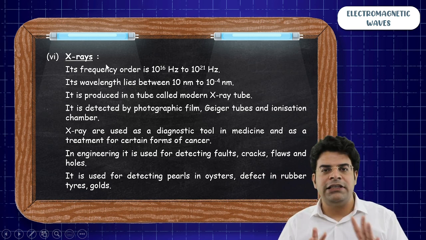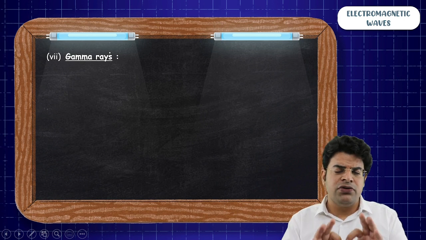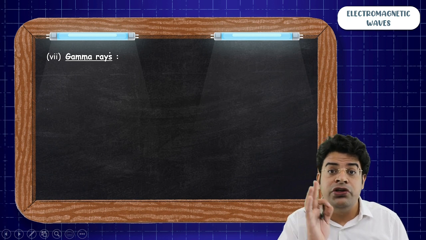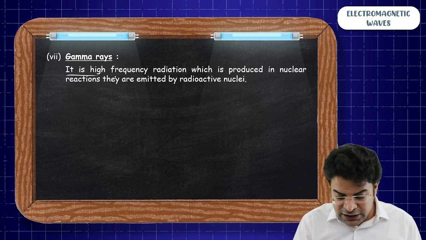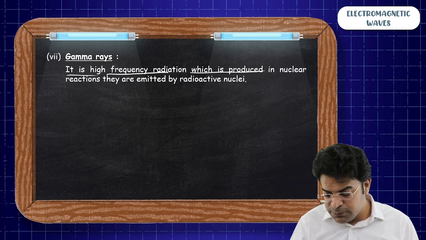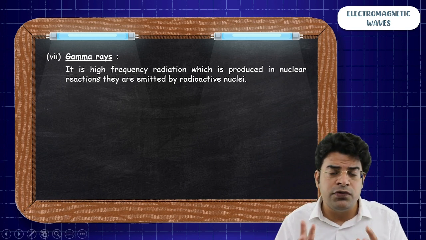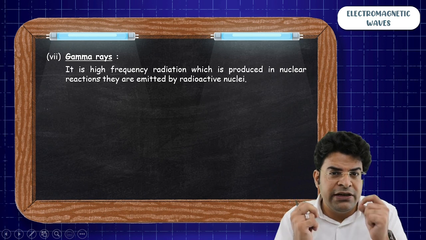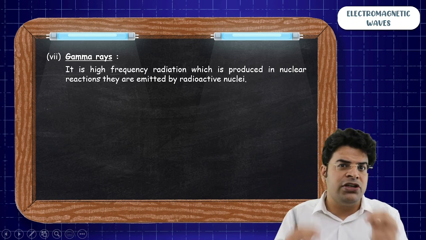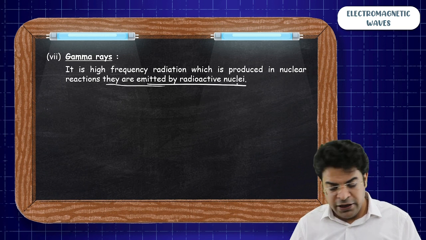Now talking about the last type of EM wave, that is gamma rays. Now the most important thing you need to remember here is that gamma rays are produced inside the nucleus. So they are produced during the nuclear reactions. So it is high frequency radiation, highest of them all, most energetic of them all, which is produced in nuclear reactions. Which type of force is the strongest force? The nuclear force. The strongest force gives out the strongest types of photons, and this most energetic wave is called gamma rays. Now they are emitted by radioactive nuclei.